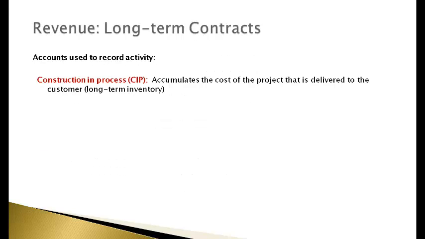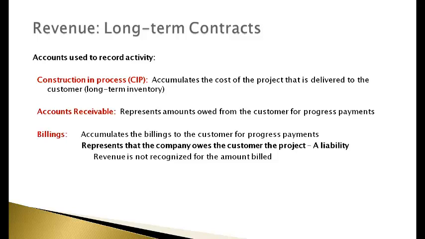A few unique accounts are used to record the activity that occurs during the period. All costs incurred during the period for the project are recorded to an asset account called Construction in Process, or CIP. The CIP account accumulates the cost of the project that is delivered to the customer upon completion and functions similar to long-term inventory. Most contracts have milestones for when billings can occur.